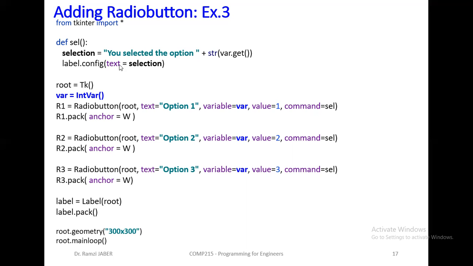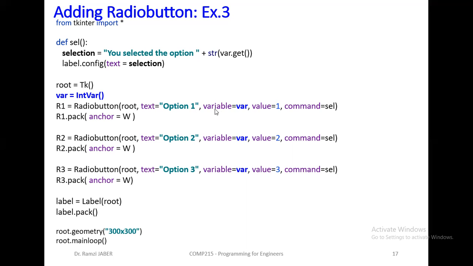The output, here we have input and output. The output will be text, the selection text. You selected the option plus string var.get. So var.get, when you press any of the buttons here, gives a value.